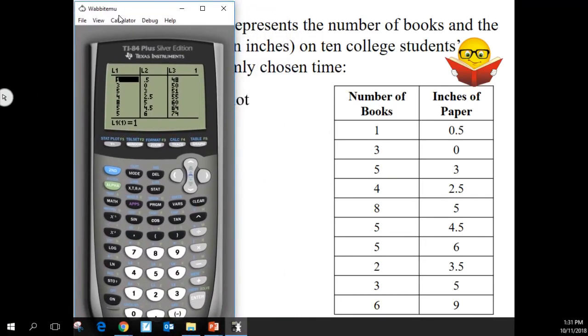So I have something like this, L1 and L2. I want to look at the scatter plot. So I get out of my lists here. Second, Y equals. Stat Plot 1 is turned on. That's what I want. And it's set for L1, L2. So I quit out of this screen. And I just tell it Zoom. And tell it Zoom 9, because that's my stat plot. And there's my scatter plot.